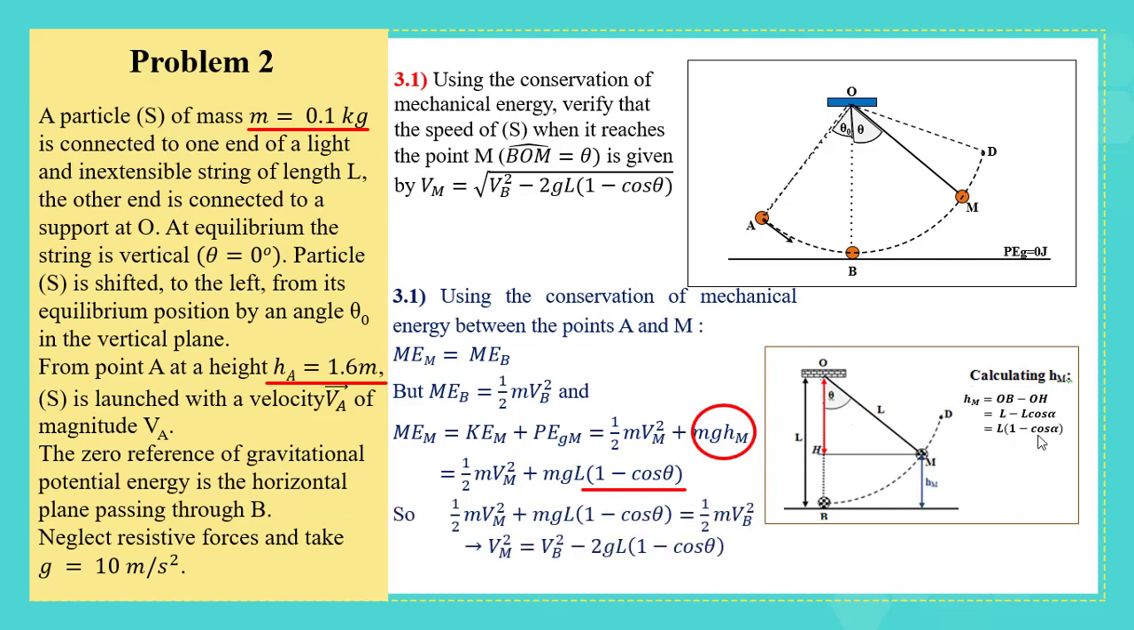Now, using the conservation of mechanical energy and writing the mechanical energy at B equal to the mechanical energy at M, we can rearrange this expression to find VM squared equals half m VB squared minus mgL into 1 minus cosine theta, multiplied by 2 divided by m. We can find this expression. Square root both sides. This expression is found.